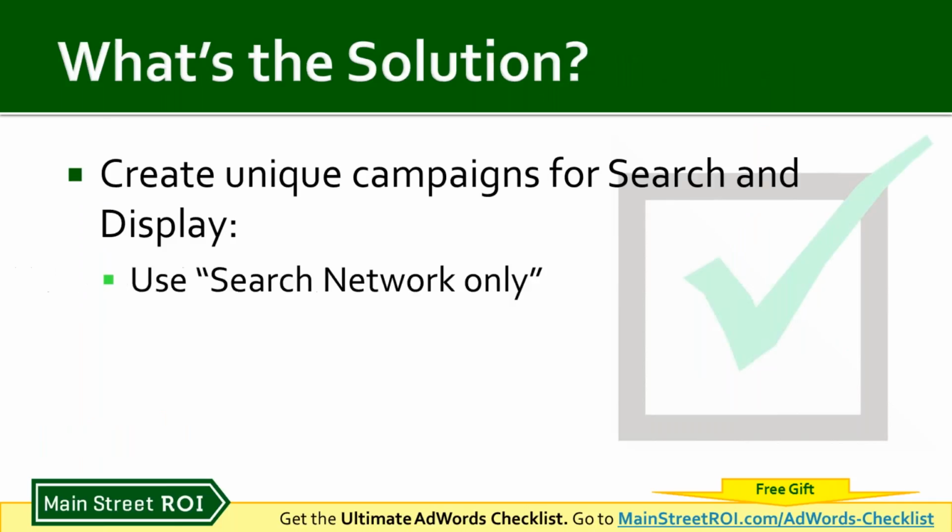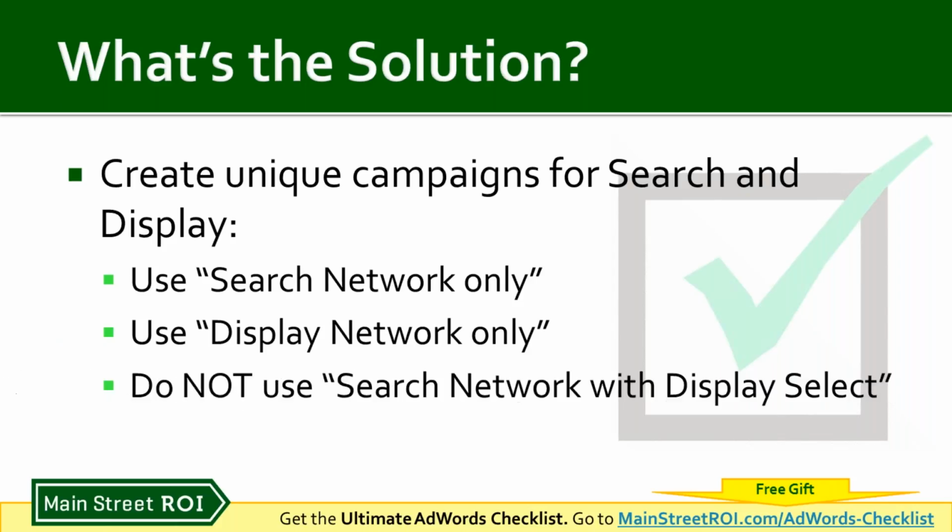You want to have a unique campaign that's just targeting search. And then if you want to target the display network, you want to have a unique campaign that's just targeting display. And I do not recommend using one of the options, search network with display select. I just highly recommend keeping those completely separate, and that way you can isolate the budgets that you're using for those campaigns, you can isolate the targeting that you want to use, as well as the messaging in your ads.